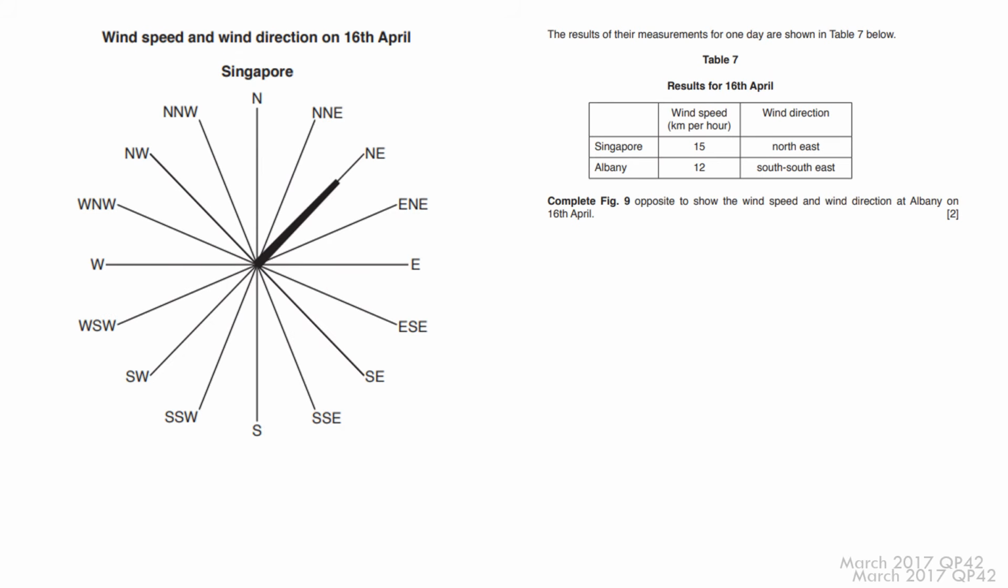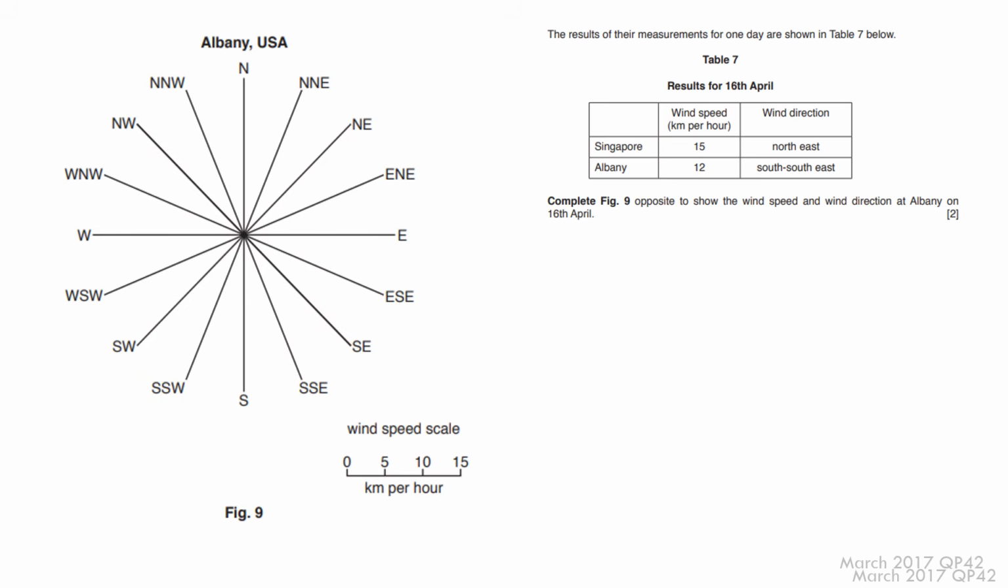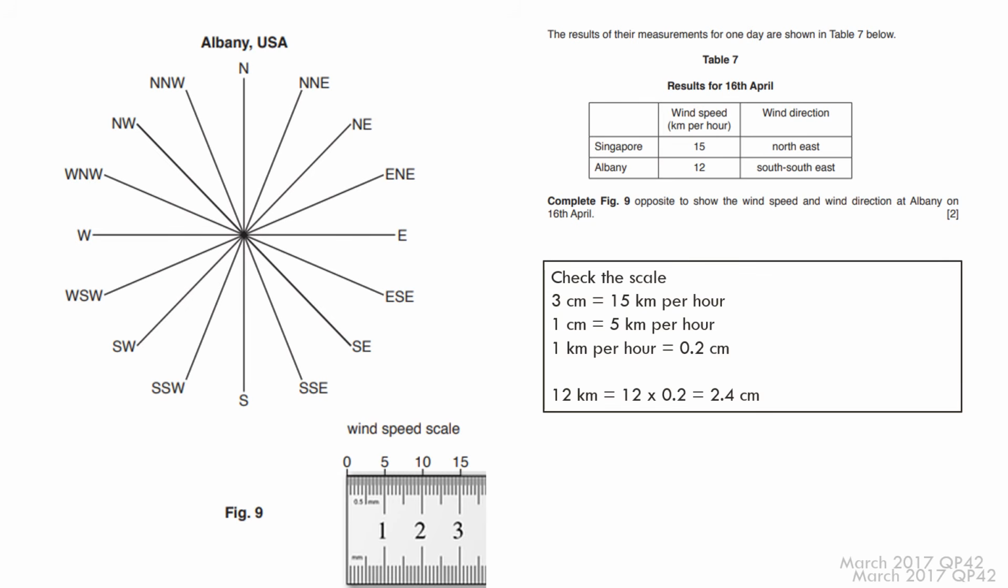But perhaps the main one that you have to do is compass roses to show the direction of the wind or the wind speeds. So if we've got this example here, we have to draw on Albany of how it works. We need to draw on the wind direction, which is south-southeast, and we need to draw on the wind's speed. So the first thing we need to do is work out the scale.